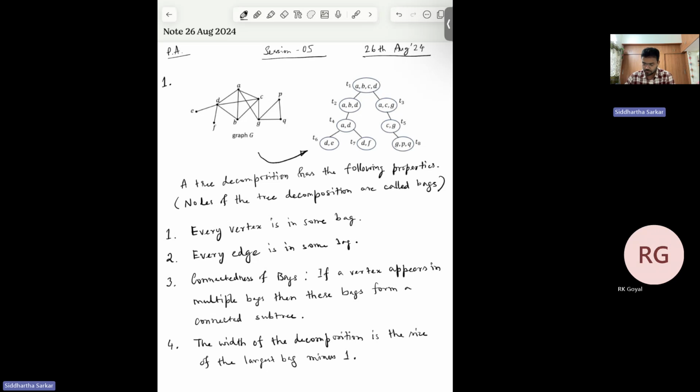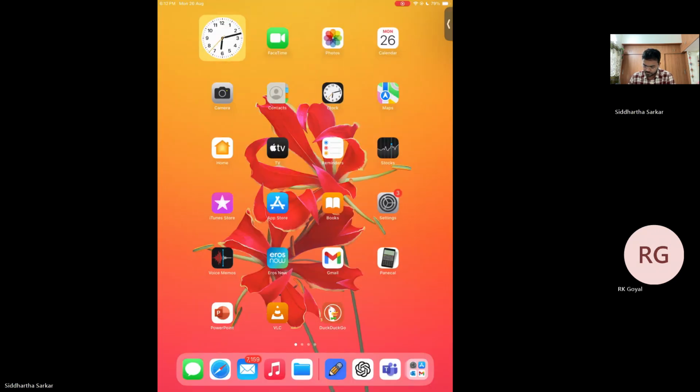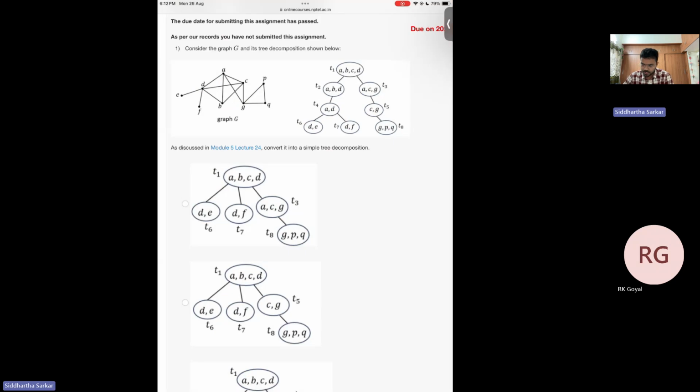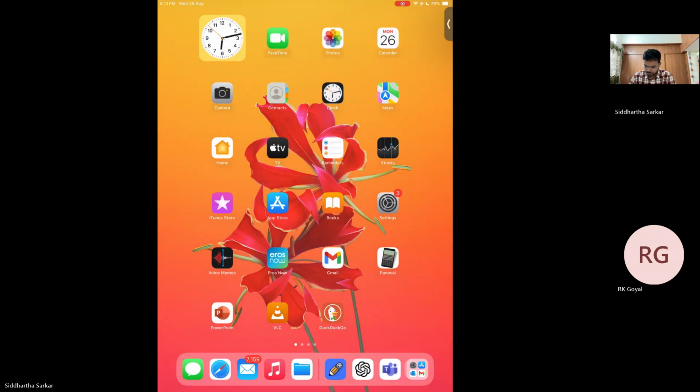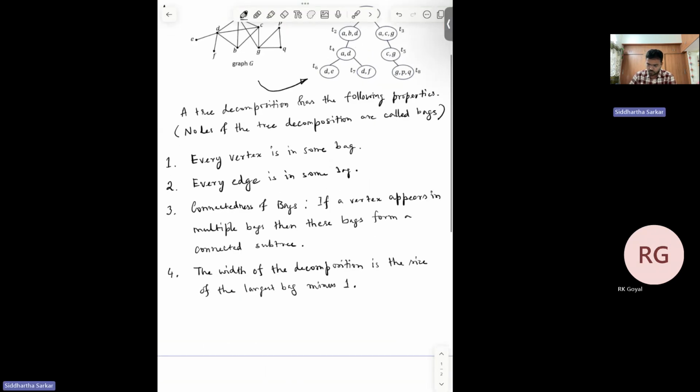Fine. So let's go back to the question. The question says that you have been given a graph and a tree decomposition, and you have to convert this tree decomposition into a simple tree decomposition. So what is a simple tree decomposition? Let's see.